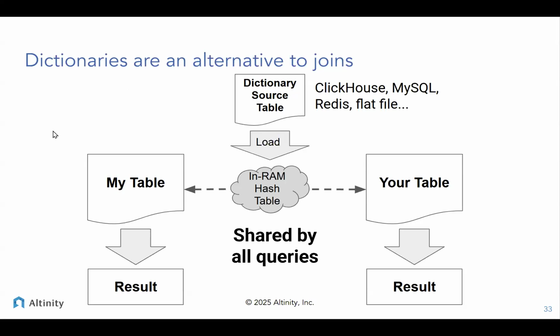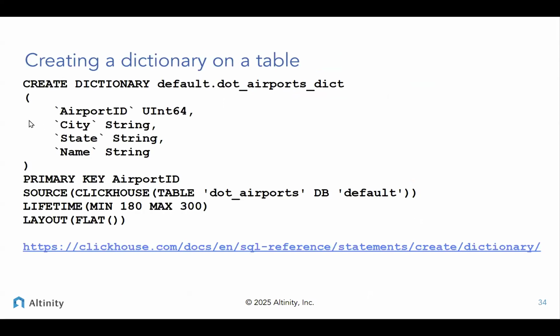Dictionaries are really easy to create in ClickHouse. So here's an example. This is SQL that basically creates something that looks an awful lot like a table. And in fact, not only does it look like a table, but you can join on it once it's created. So you can just create it, treat it as a table, and then you put it in the right side of your joins, and basically you get your data.